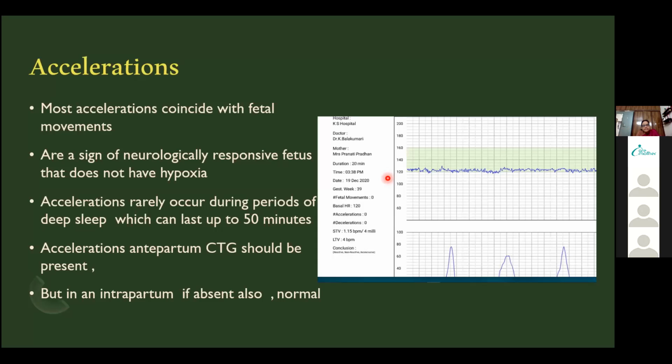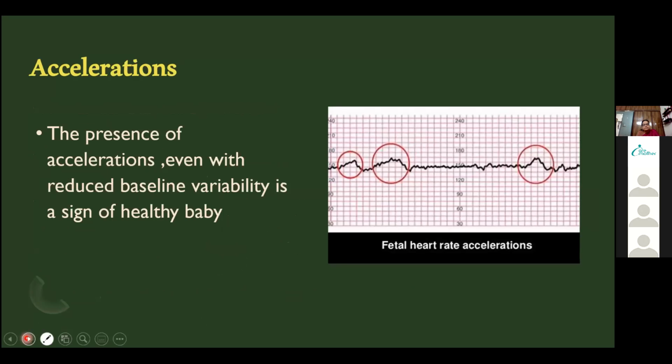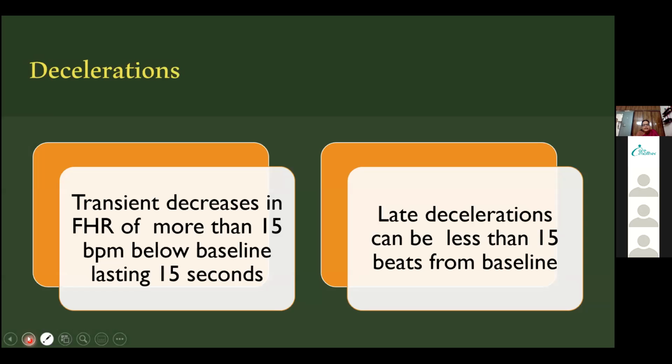In an antepartum CTG, accelerations should be present. In an intrapartum CTG, when the patient is in labor, if there are no accelerations, you don't have to worry. You just take the other two normal features like baseline heart rate and variability. If they are good and there are no decelerations, then it is a normal CTG. Whereas in an antenatal CTG, you should be able to see the acceleration. Even if the baby has a variability between say 5 to 10, but has a good acceleration, you can be happy that the baby is normal and healthy.